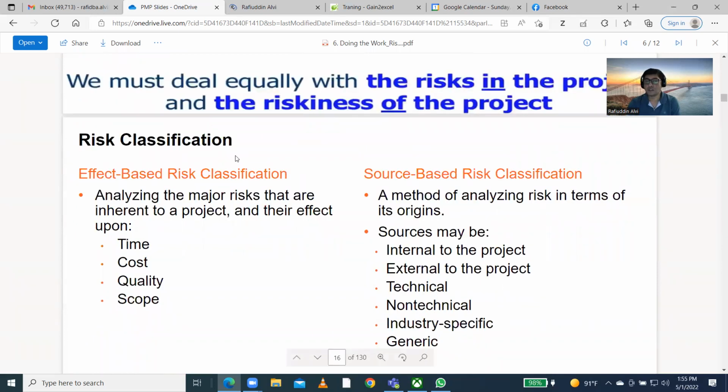There is one more classification of risk, based on effect and source. Effect means what effect it will have on time, cost, schedule, and scope. And source means from which source it comes: an internal source, an external vendor, technical, non-technical, or general or industry specific. That is coming under source.